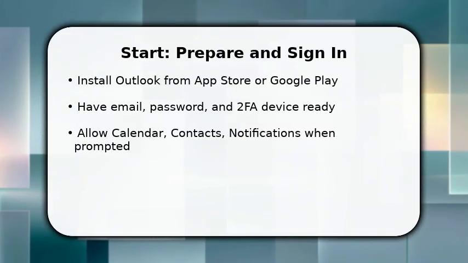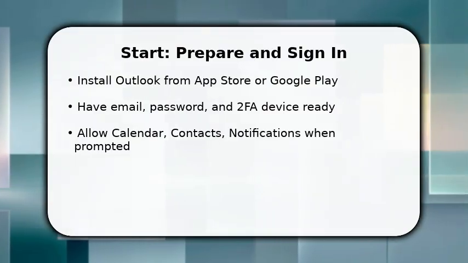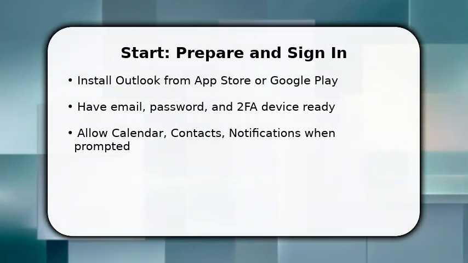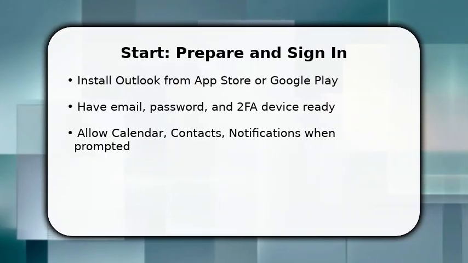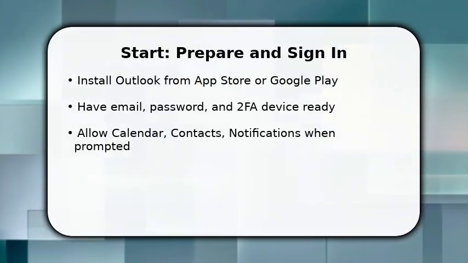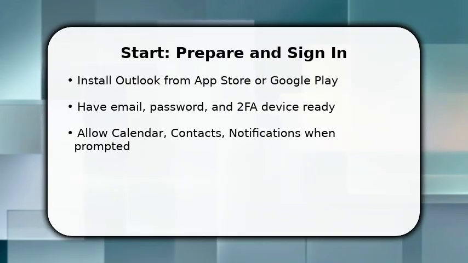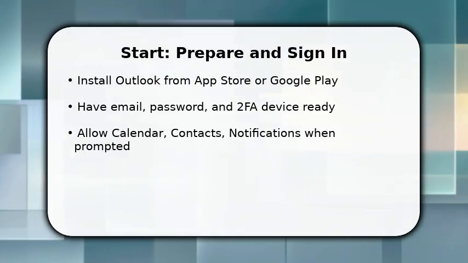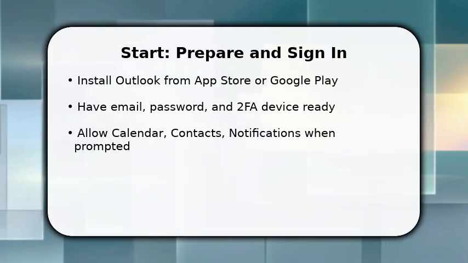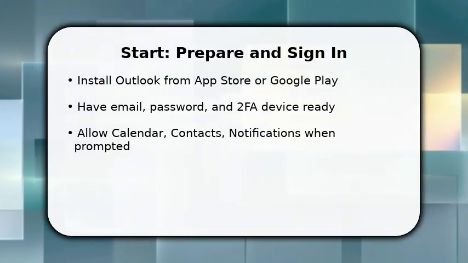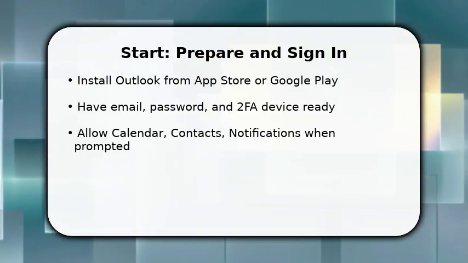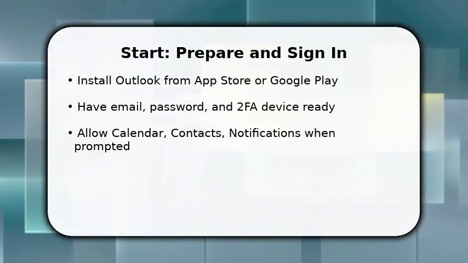You're going to open Outlook and sign in right away. First, confirm your email address and password and enable two-factor authentication if required. Once installed, tap Sign In, choose Work or Personal Account, and follow the provider prompts so Outlook can sync mail and calendar. Make sure to grant permissions for contacts and notifications so the app can integrate with the phone.